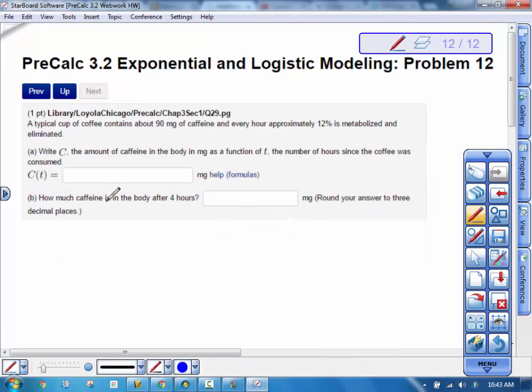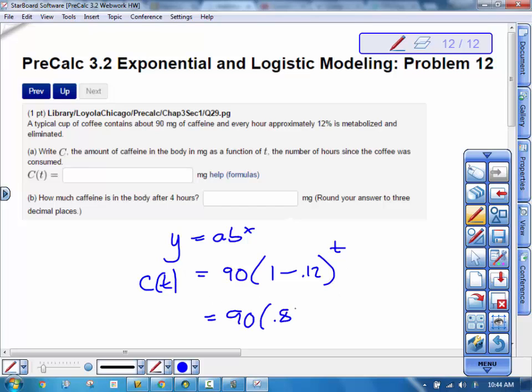And the last problem then gives us a cup of coffee, so we're using exponential. We start with 90 milligrams of coffee. Every hour, 12% is metabolized. So that'd be 1 minus 0.12 is our rate, raised to the t power, which is our time in hours. That gives us the amount remaining. I'll use A for that. Or they want C of t, sorry. So there's our function, 90 times 0.88 raised to the t. You can go right here. And then how much caffeine is in the body after 4 hours? Just plug in 4 right there, and you'll get your answer.